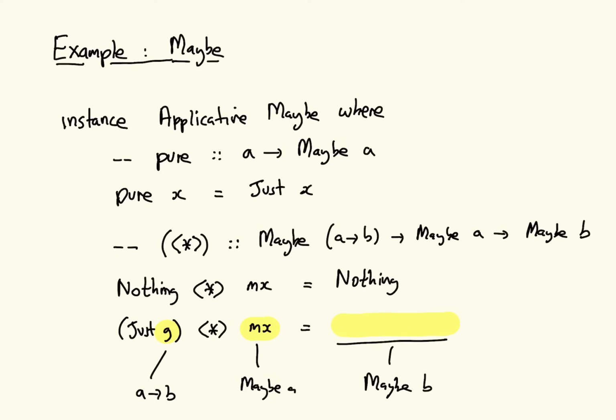So if you've got a function from a to b, and you've got a Maybe a, how do you get a Maybe b? Well, that's just mapping. And so we can use the fmap for Maybe, and that's okay to use because in order to be applicative, you must be a functor as well. So we do have an fmap. We can simply write over here fmap g to mx, and that will give us something of the right type. And in fact, this is the right definition here.